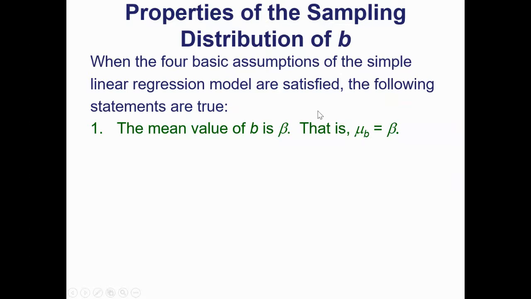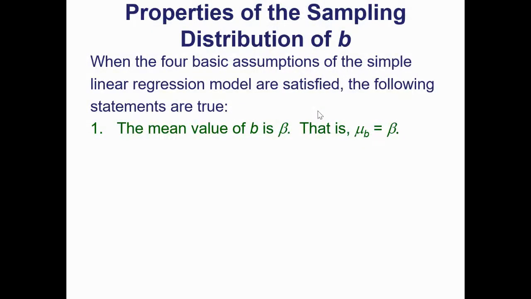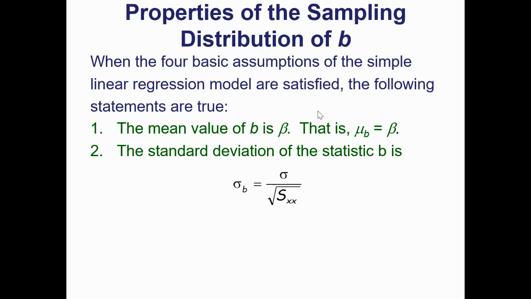The first one being the mean value of b is beta. The standard deviation of the statistic b is sigma divided by the square root of Sxx.